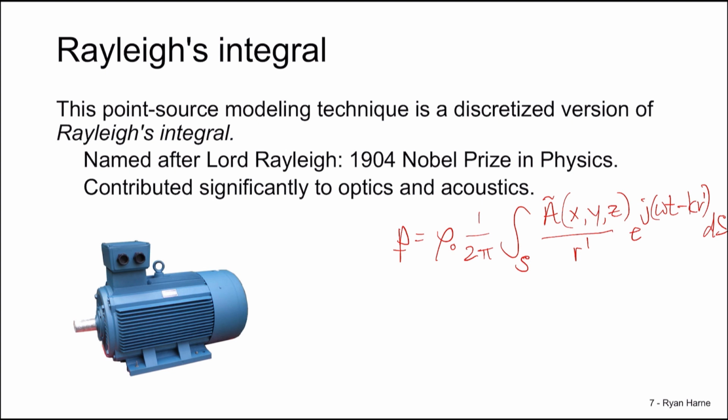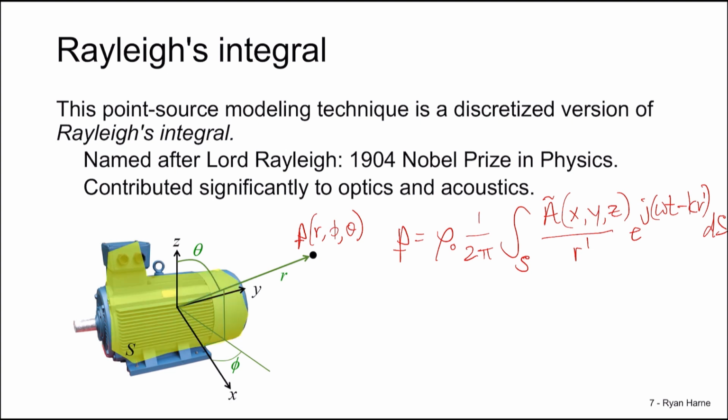Let's consider our generator and apply a coordinate system with origin somewhere at the geometric center of the generator. Our radial location field point has values r, phi, and theta. The area that's over our integral is S. It's the surface area that radiates sound. We're integrating over this. And if we identify the acceleration at a certain point on the generator, we may even be able to measure this using an accelerometer. We can measure this acceleration, and the local radial distance between this acceleration point and the field point is r'.